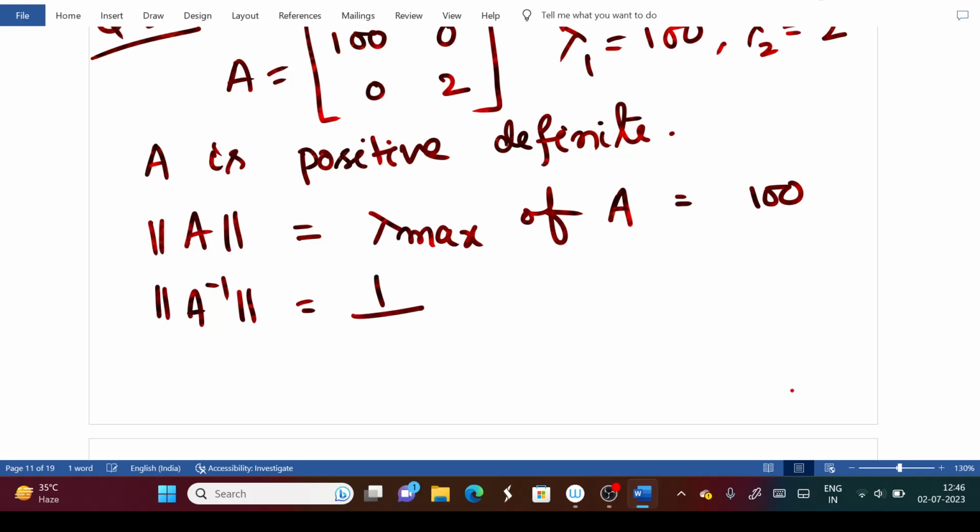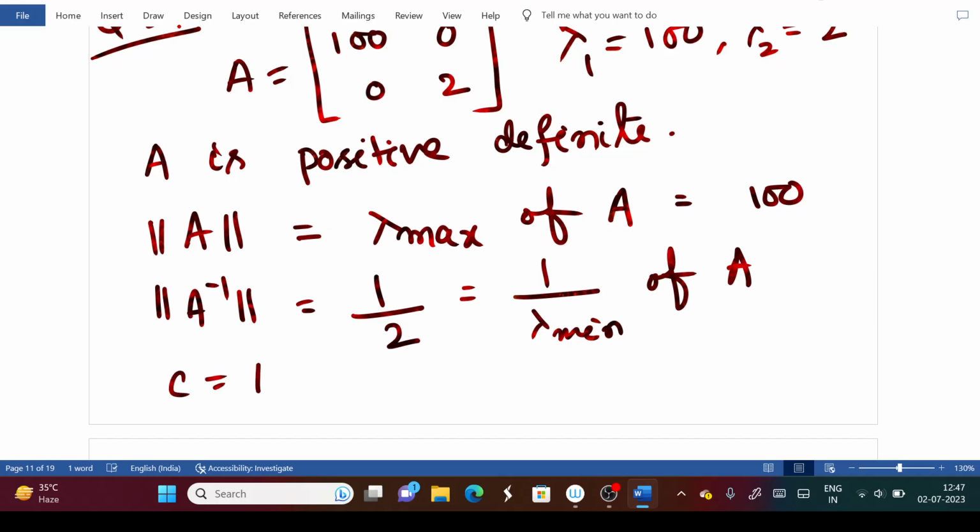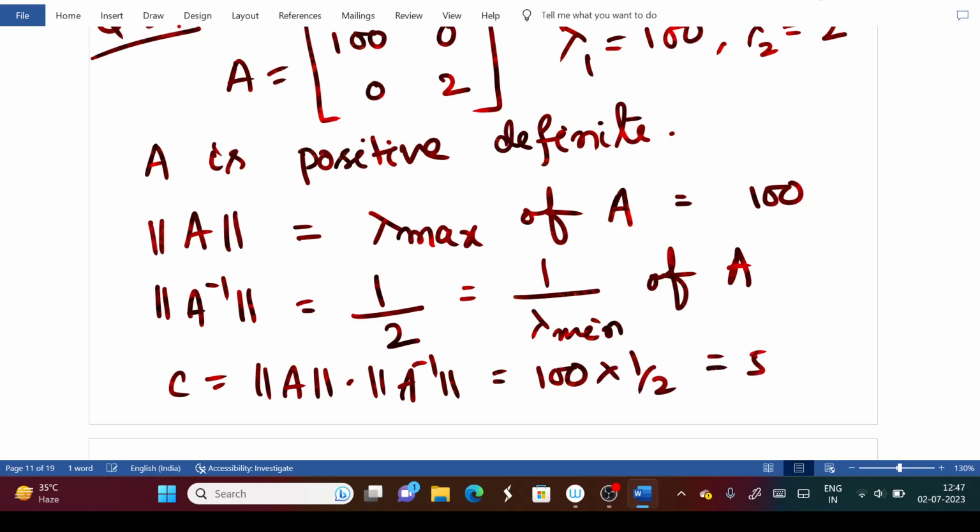Similarly, what will be the norm of A inverse? This is 1 by 2, that is 1 upon lambda min of A. The value is 1 by 2. So the condition number C is equal to norm of A times norm of A inverse, that is 100 times half, which is equal to 50.